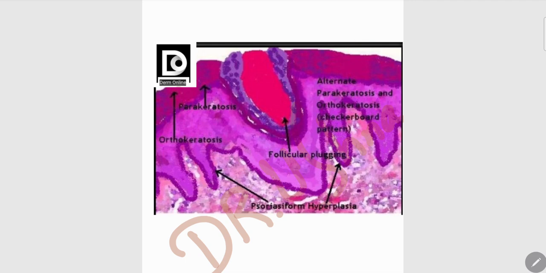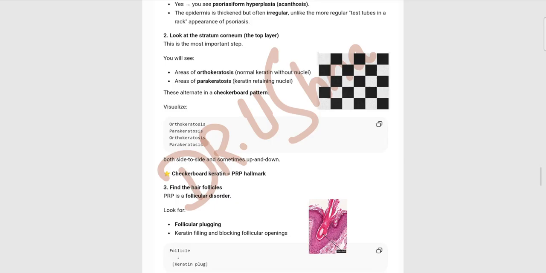known as orthokeratosis. So if you put things together: orthokeratosis, parakeratosis, orthokeratosis, then parakeratosis. This is forming a pattern. This pattern is known as the checkerboard appearance. The checkerboard is basically the board of chess.